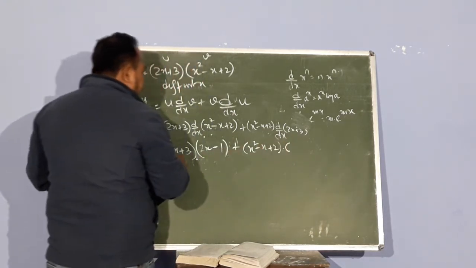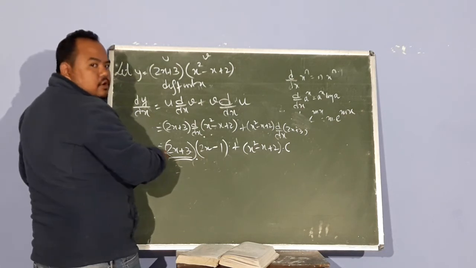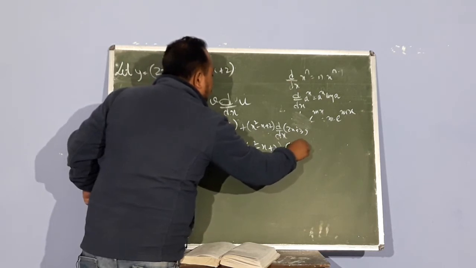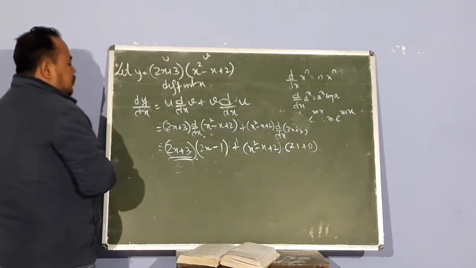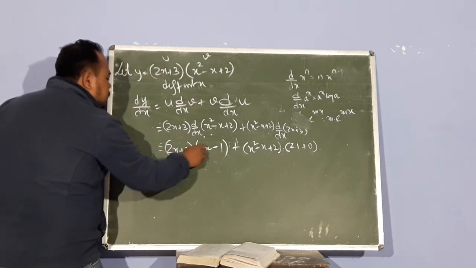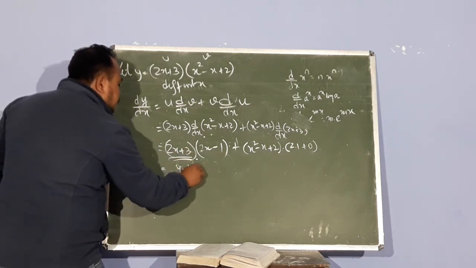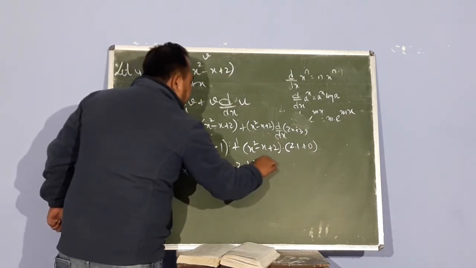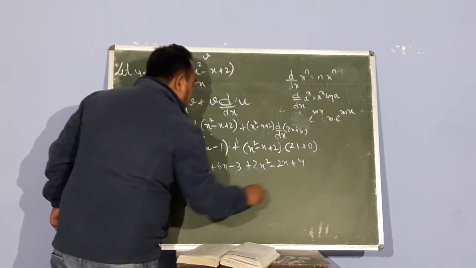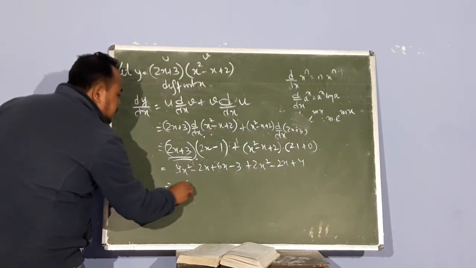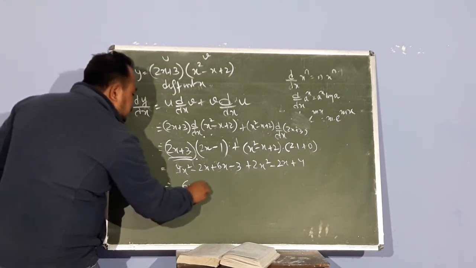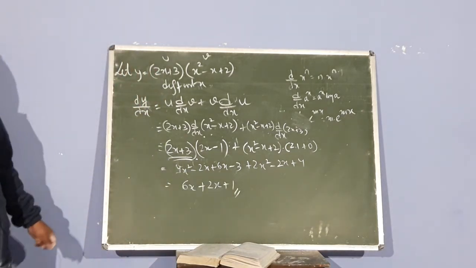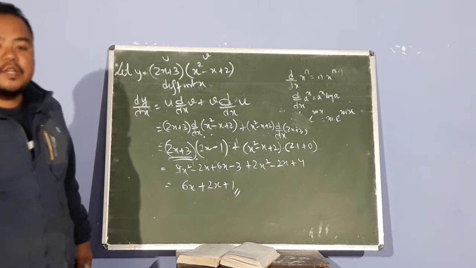For this particular case, this function was constant, so you did not apply the formula, but out here you have to differentiate. So 2 as it is, differentiation of x is 1 and differentiation of 3 is 0. So your final answer is multiply, open the bracket: 2 2s are 4x square minus 2x plus 6x minus 3 plus 2x square minus 2x plus 4. When you simplify this further, what do you get? 6x square plus 2x plus 1. So this is how you solve a question using product rule.